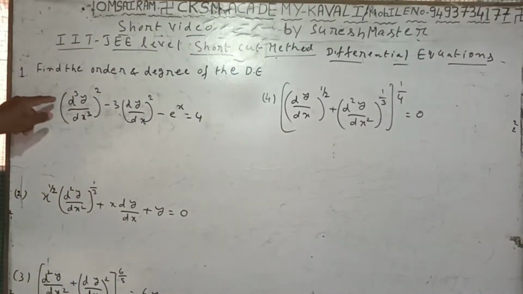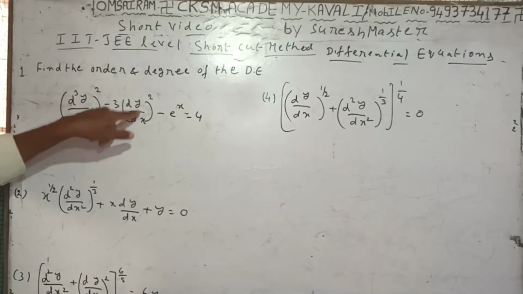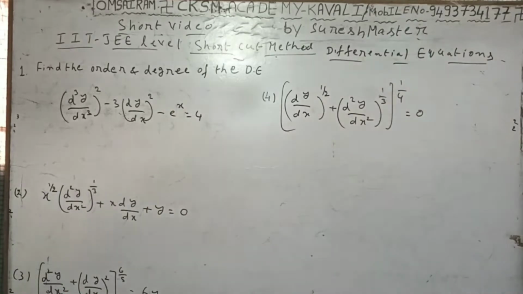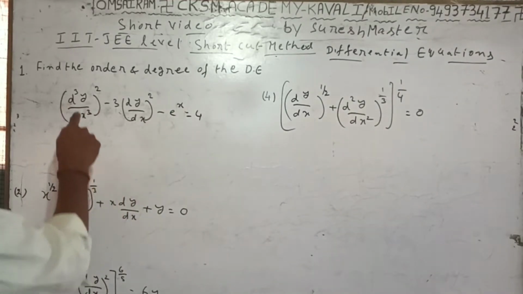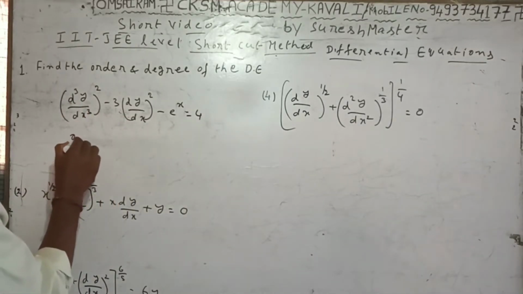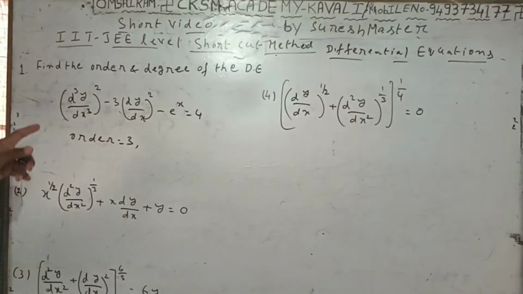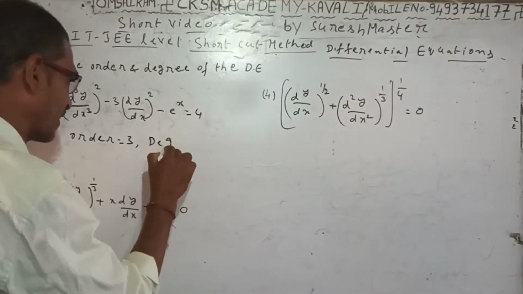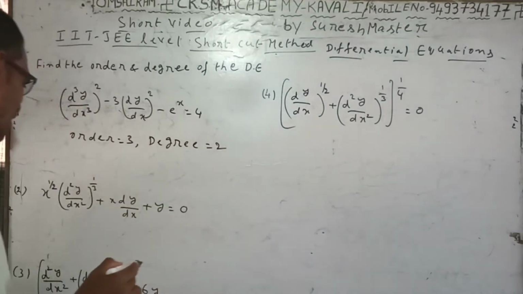We have (d cube y by dx cube) whole square minus 3 (dy by dx) whole square minus e power x equal to 4 given. So what is the highest order? 0, 1, 2, 3. So order equal to 3. The highest order's exponent is called degree. So degree equal to 2.